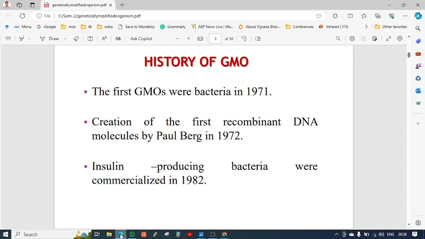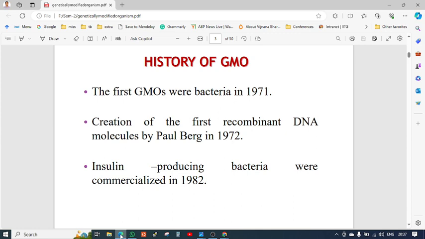The creation of the first recombinant DNA molecules was by Paul Berg in 1972. Insulin-producing bacteria were commercialized in 1982. You all know insulin is mostly given to sugar patients, or diabetic patients, who have a deficiency of insulin. Diabetes is a very common disease nowadays. Insulin is secreted by some glands of our human body. Normally it is found very rarely, naturally secreting insulin.